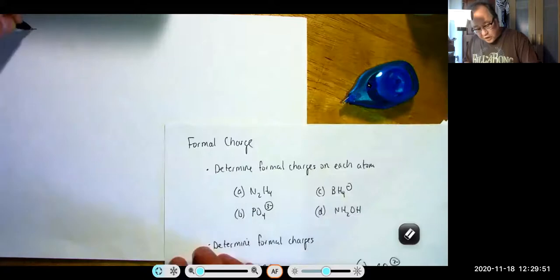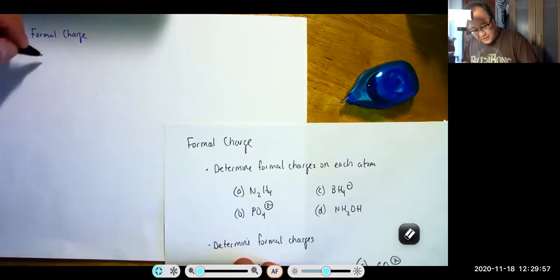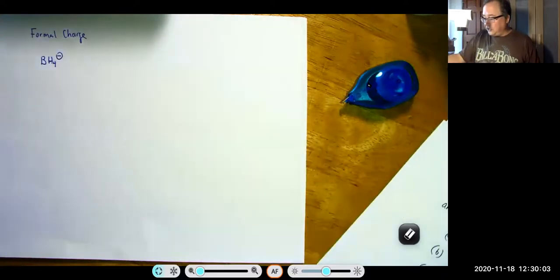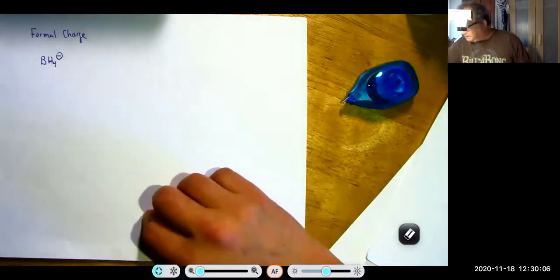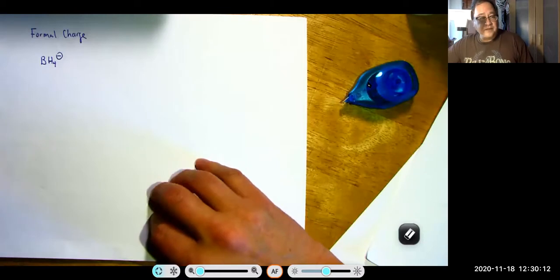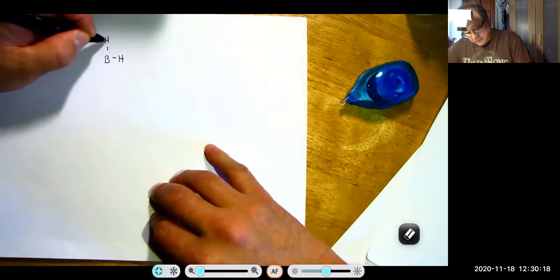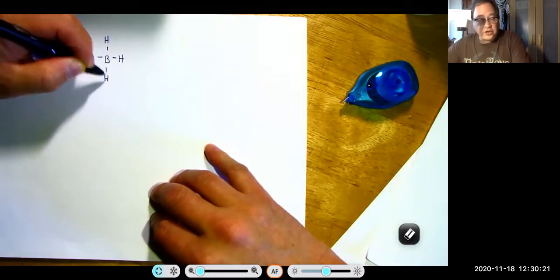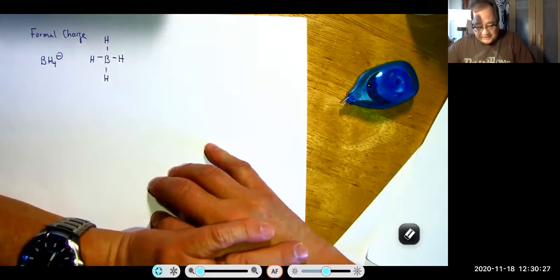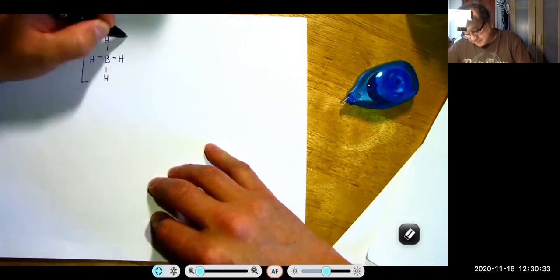So we're going to do a formal charge problem, and this is a reminder of how to get formal charges. We're going to do BH4 -1. To get formal charges, you do need to know the Lewis structure. So I'm missing something from this Lewis structure, and what I'm missing is any indication that it's an ion. So how do we indicate ions? Bracket and a negative.